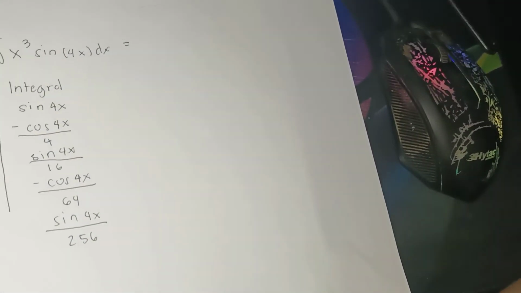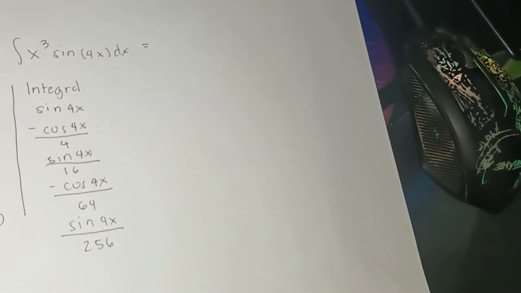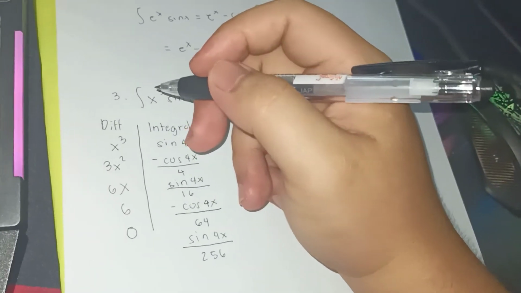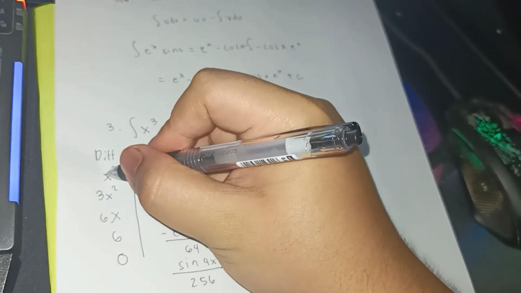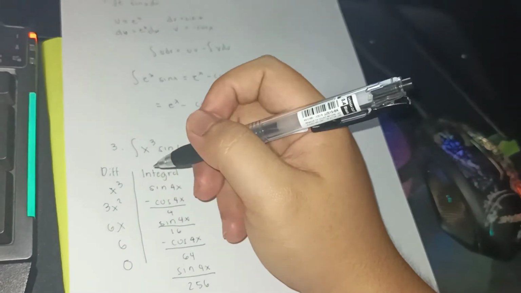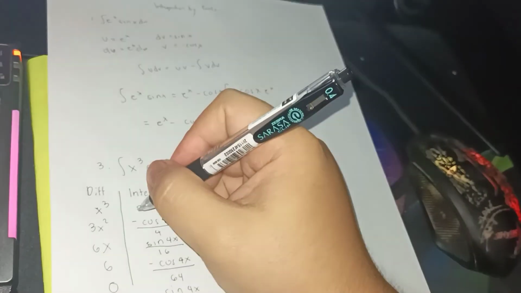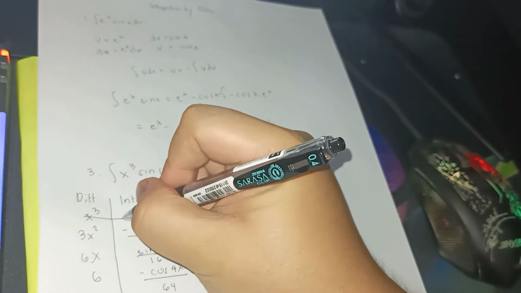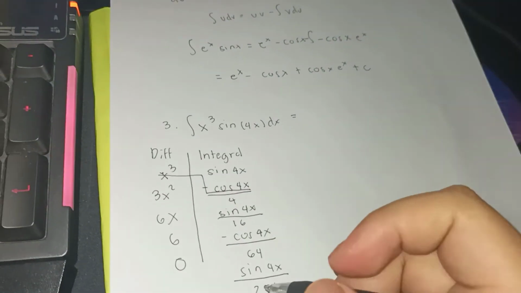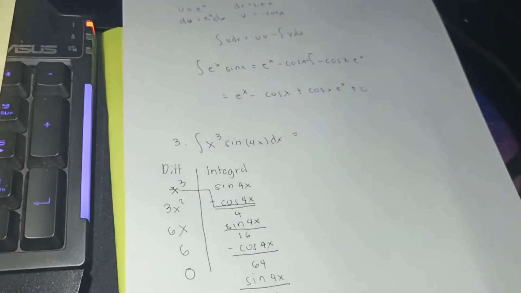So Sir made this method. What we're going to do here is pair this with the bottom number, or pair it like this. You just pair it. We're going to leave 0 behind since we have nothing to do with 0 anymore, and we're just going to start with negative cosine 4x.